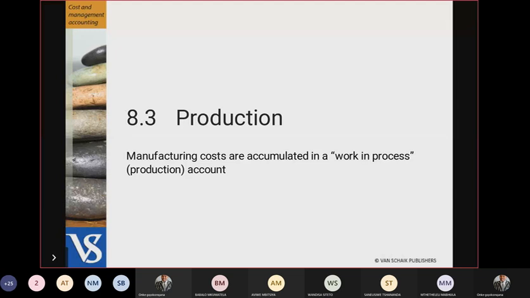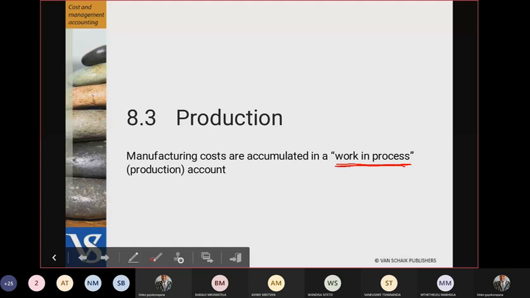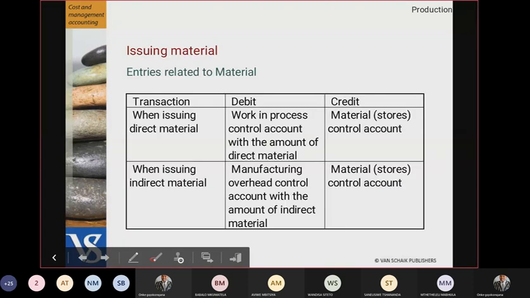Then we start at the production. Remember again, guys, production is always represented by a work in process account. I think in chapter 6 in your textbook, you dealt with that. You know exactly what we're talking about when you talk of your work in process account. It represents our production, and before you can say, guys, I've completed the product, on the debit side of your work in process you must have your material, your labor, and manufacturing overheads. Without those three elements, you cannot complete a product.